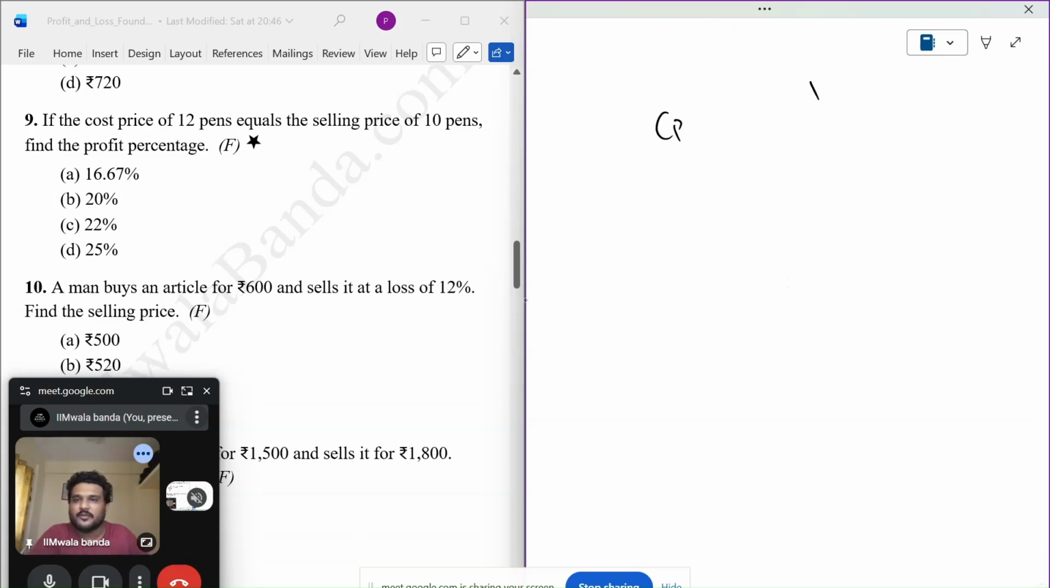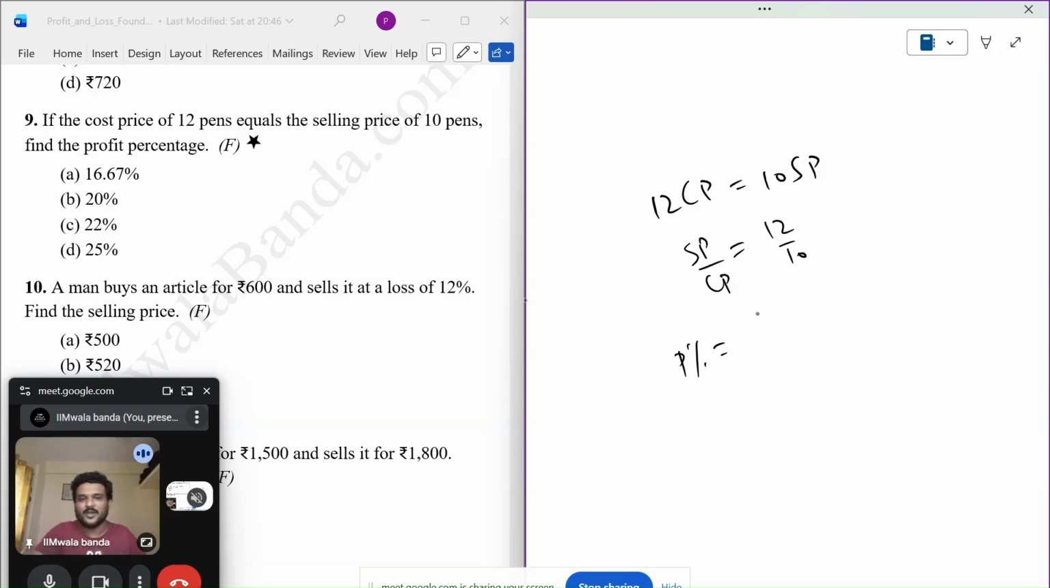Cost price of 12 pens is equal to selling price of 10 pens. This is what the question is saying. Find the profit percentage. Now you can directly see from here SP upon CP is 12 by 10. So when I say profit percentage, I will see it as SP minus CP upon CP into 100. Or I can see it like this directly. It will just save me one step, right?